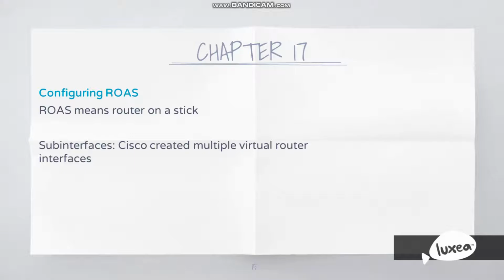Chapter 17. Configuring ROAS. So ROAS means router on a stick. It uses router VLAN trunking configuration to give a router a logical router interface connected to each VLAN. With sub-interfaces, Cisco created multiple virtual router interfaces, one associated with each VLAN on the trunk, because the router has only one physical interface to connect to the trunk.